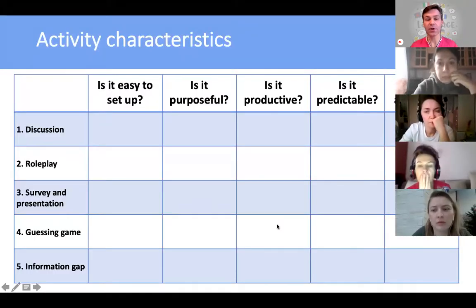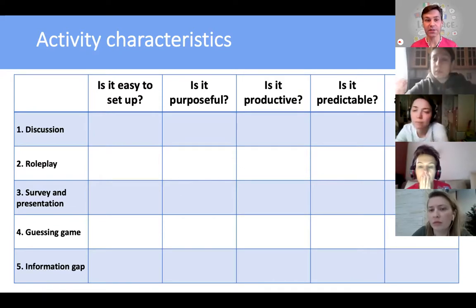Take a look. Not all activities are actually purposeful. And we like discussions because we think that learners speak a lot. But for some learners, discussions are not very purposeful. And it largely depends on the topic and the student's interest in the topic.